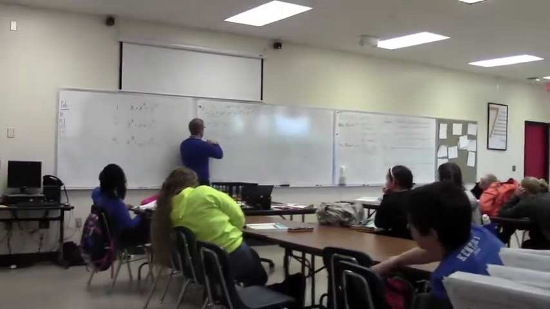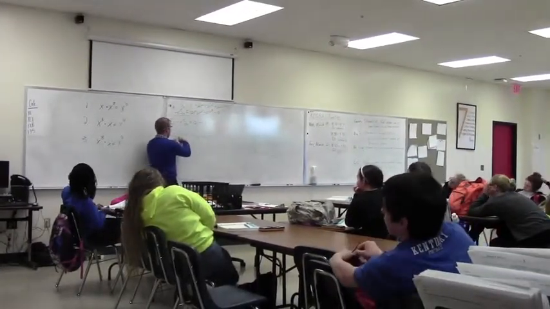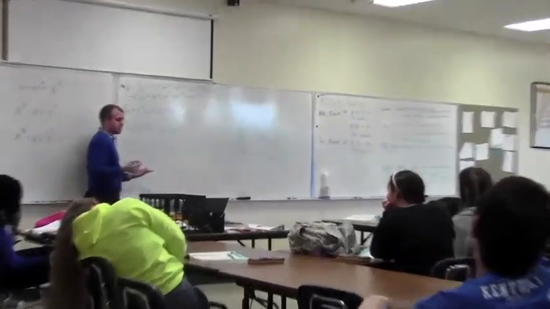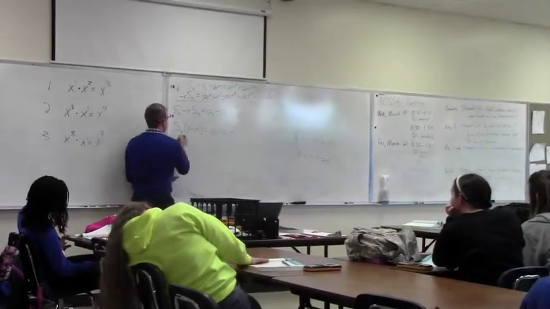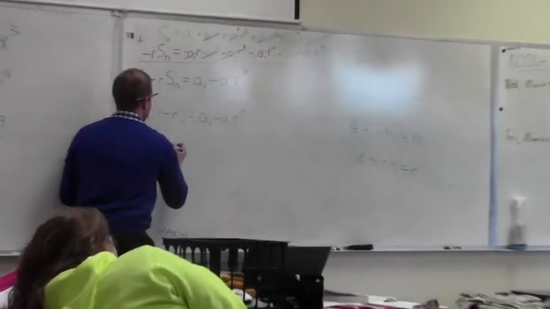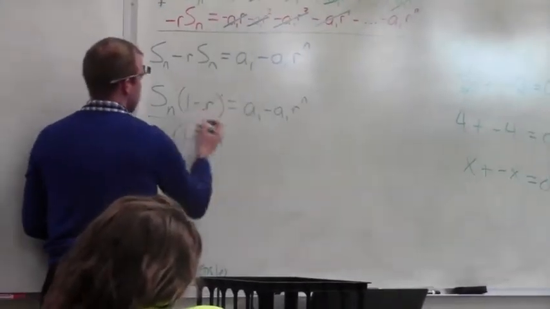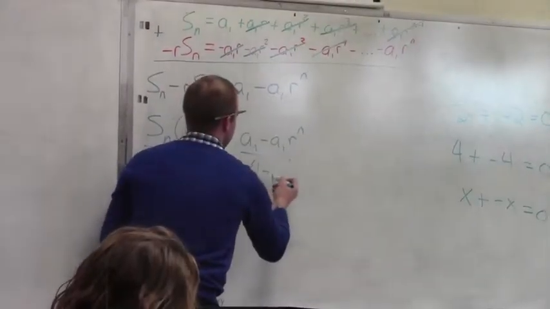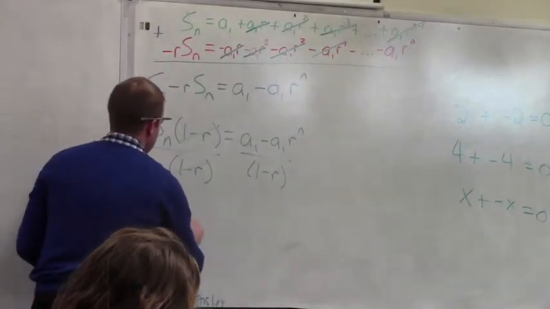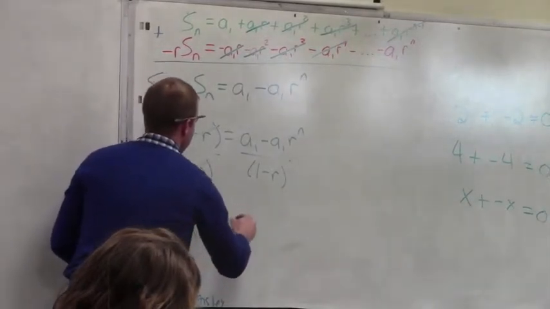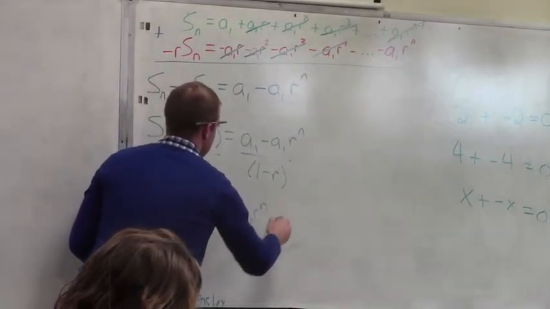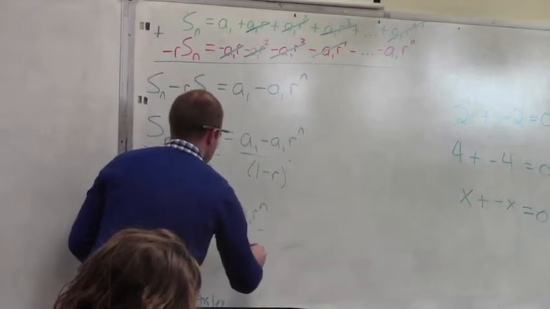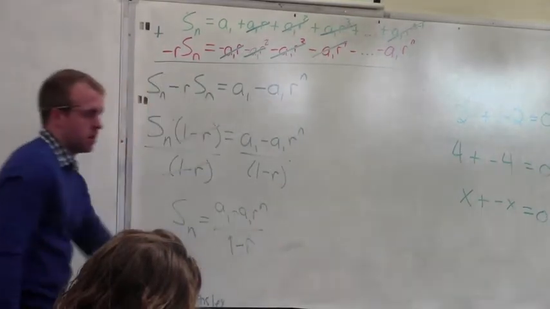Close the door. How do I undo multiplication, I guess is what I'm asking. Divide. So I'm going to divide by 1 minus r. Those are going to cancel over here. I'm going to write it over here. Okay, S sub n equals a sub 1 minus a sub 1 r to the nth over 1 minus r.